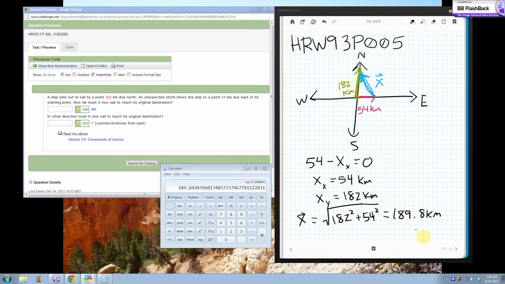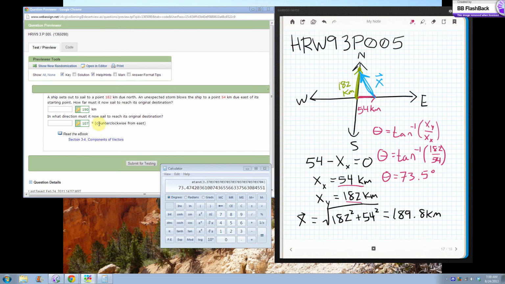For the direction, what direction must it sail? Direction, we're going to use tangent. So the angle will be the inverse tangent of the y component divided by the x component. So that is the inverse tangent of 182 over 54. Okay, I'll do that in the calculator. Alright, that gives me an angle of 73.5 degrees, but we do have a problem.